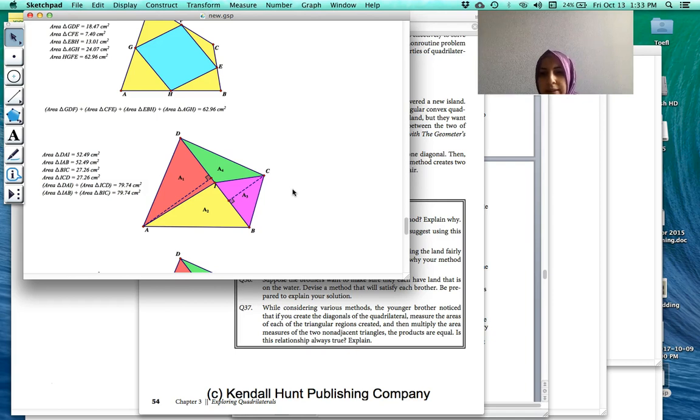In this context, there are two possibilities in order to share the land equally. First, one of the brothers could have S1 and S4, and the other could have S2 and S3. Or one might have S1 and S3, while the other might have S2 and S4.